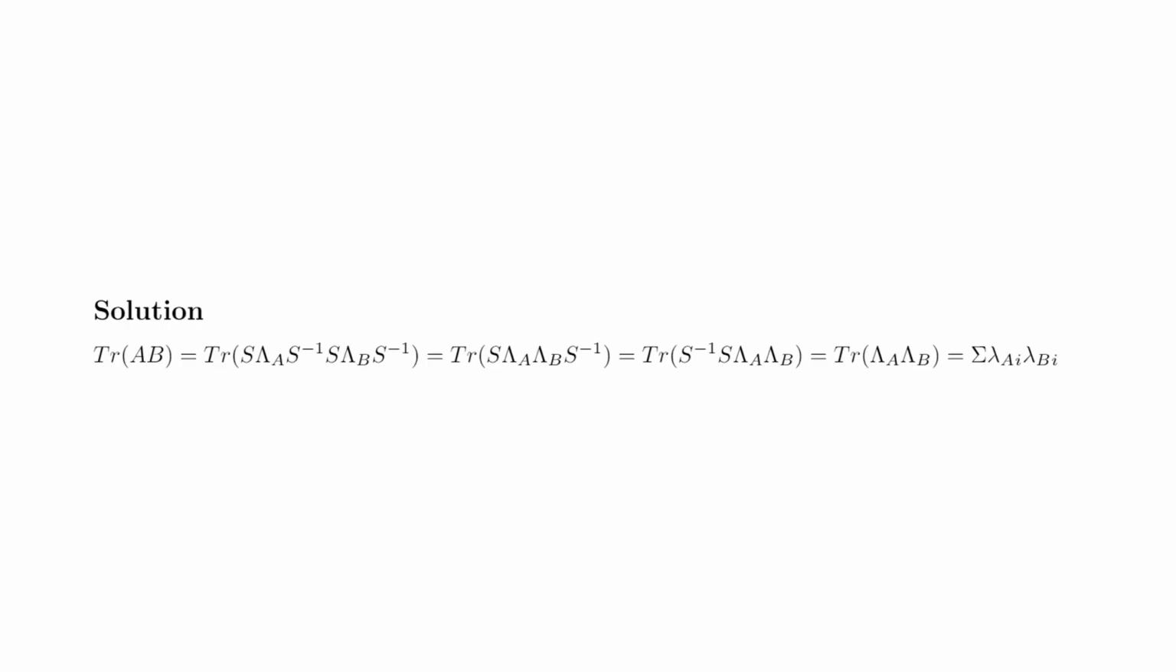The solution is the trace of AB is the trace of S lambda A S inverse multiplied by S lambda B S inverse. As we know, those two will cancel out, and we get the trace of S lambda A lambda B S inverse. Using the cyclic property of the trace, we can move S inverse back over here, and we get this expression. S inverse and S cancel out, and we get the trace of lambda A multiplied by lambda B. Because both of these are diagonal matrices, we get the sum of lambda Ai multiplied by lambda Bi.